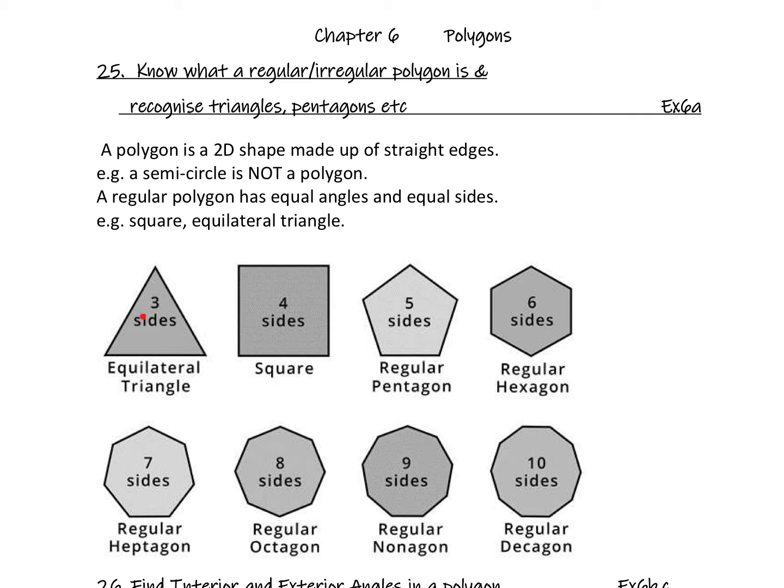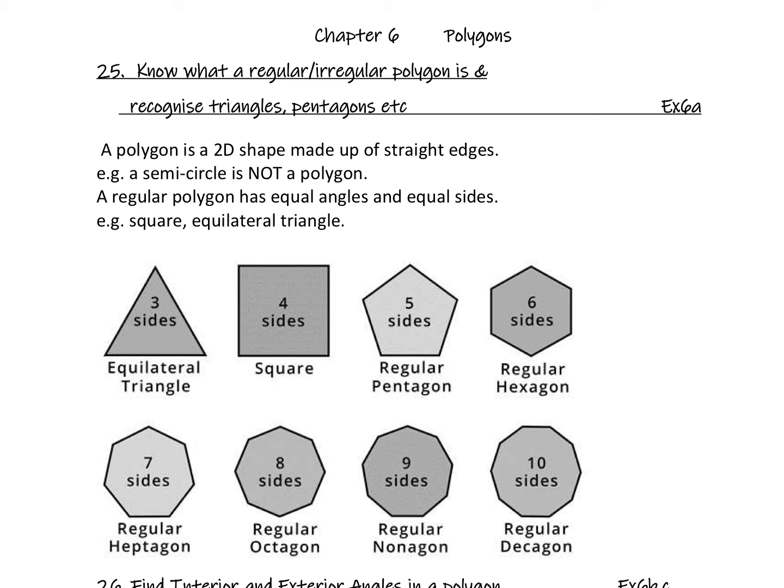So the first one, a 3-sided shape, is called a triangle. If it's regular, it would be an equilateral triangle. A 4-sided shape is called a quadrilateral. If it's regular, it will be a square. A 5-sided shape is a pentagon, 6 is a hexagon, 7 is a heptagon, 8 for octagon, 9 for nonagon, and 10 is a decagon.